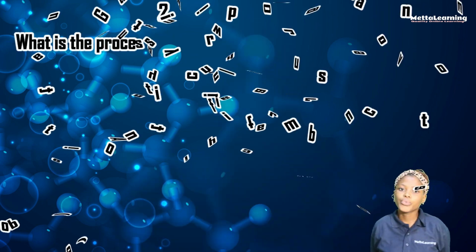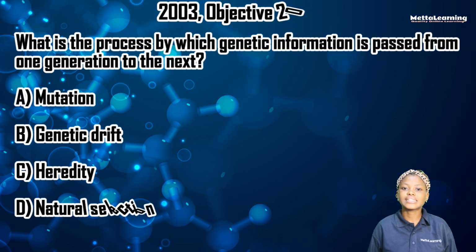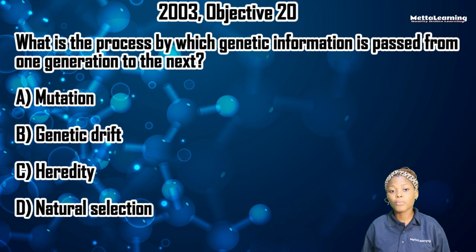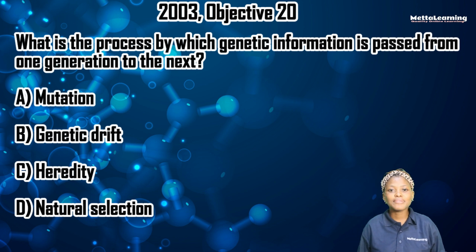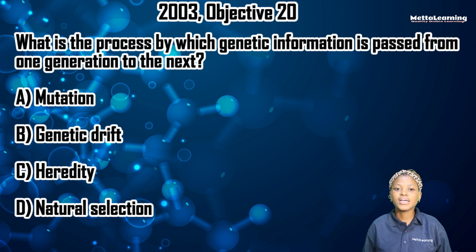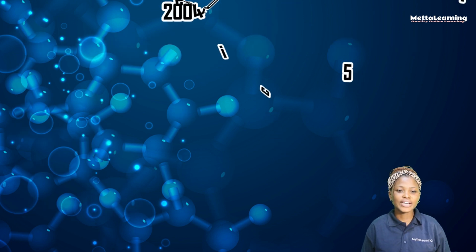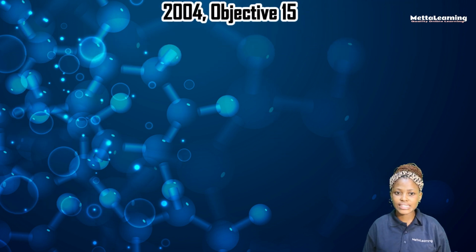Who's ready? Which is the process by which genetic information is passed from one generation to the next? Option A, mutation. Option B, genetic drifts. Option C, heredity. Option D, natural selection. Correct. Option C, heredity.